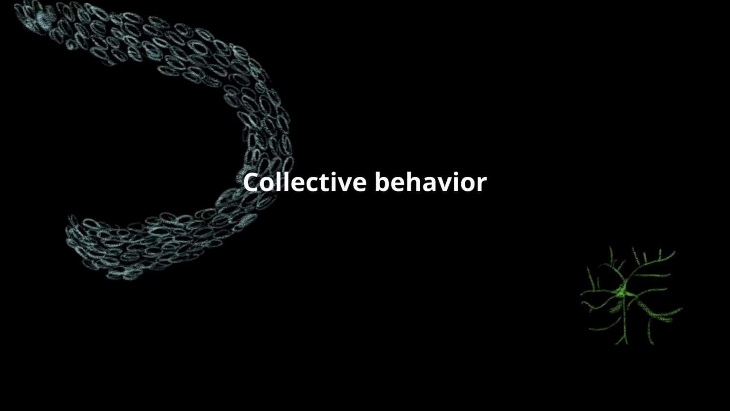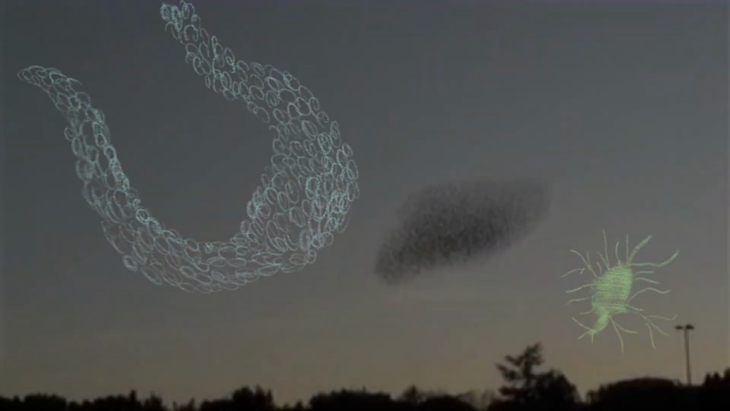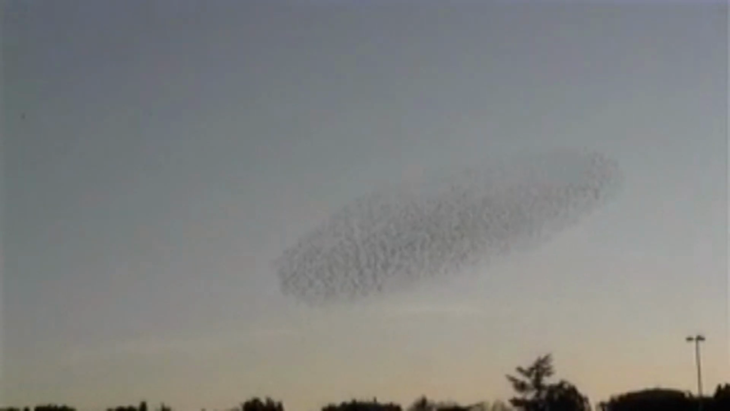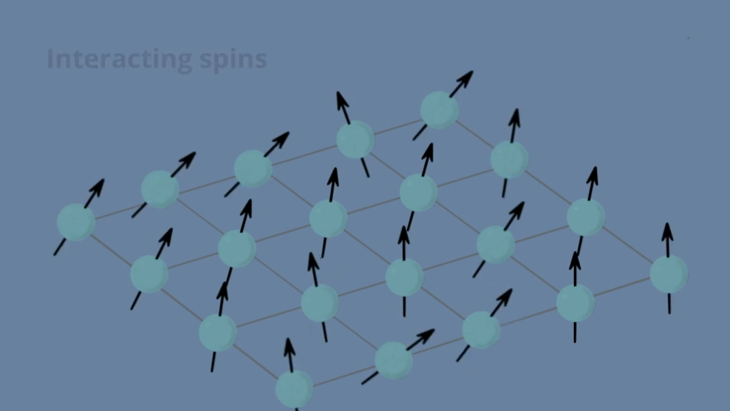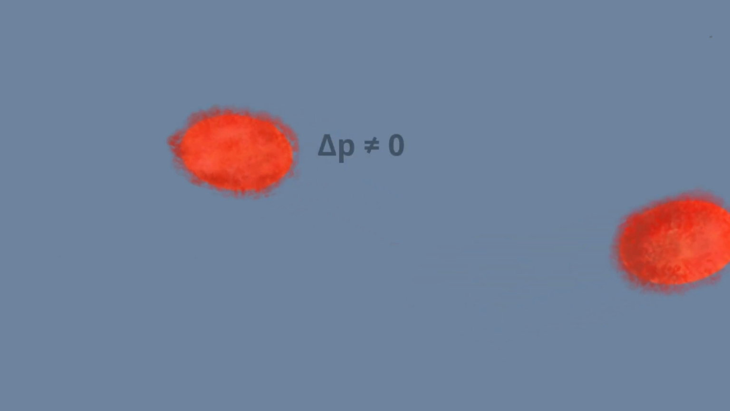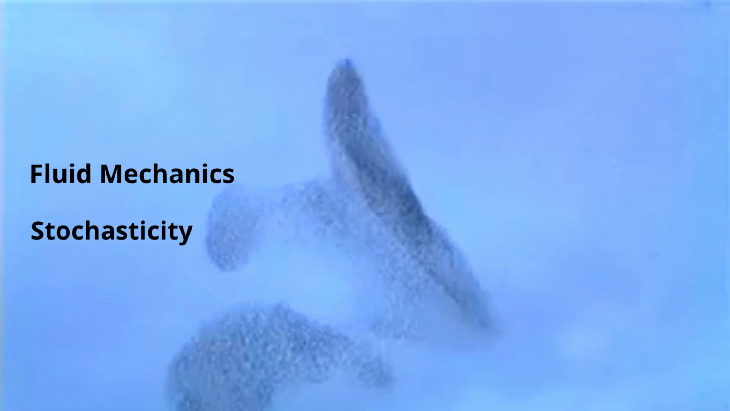When we pass to collective behavior, we observe beautiful shapes and organizations present in living systems like bird flocks or simpler systems like interacting spins. The important thing about collective behavior is that when individuals are self-propelled, like living organisms, we cannot apply the same physical laws as with non-living organisms. We can imagine, for instance, two microbes colliding, and we know that momentum is not conserved. So concepts of fluid mechanics and stochasticity must be considered to describe these motions.